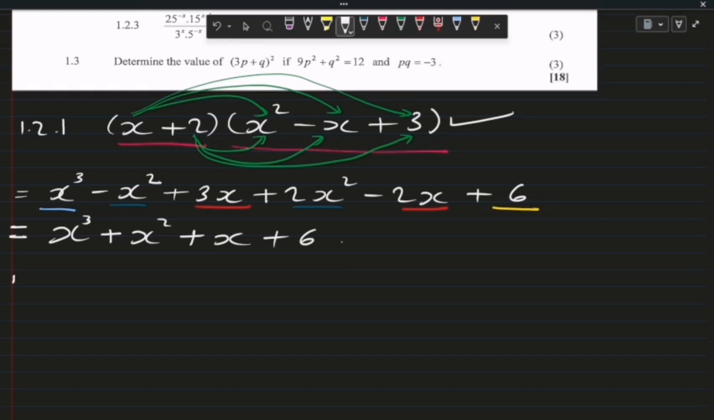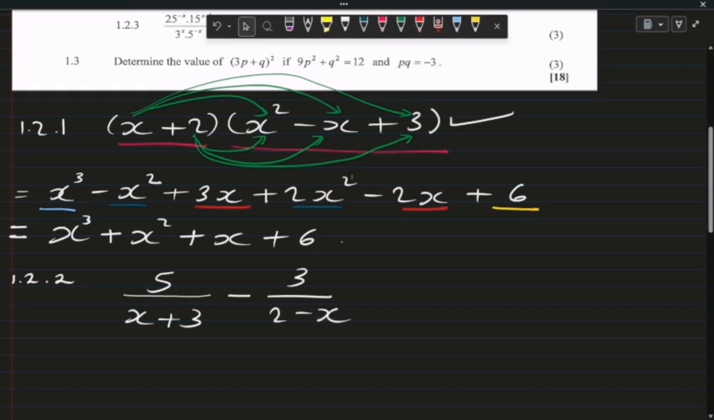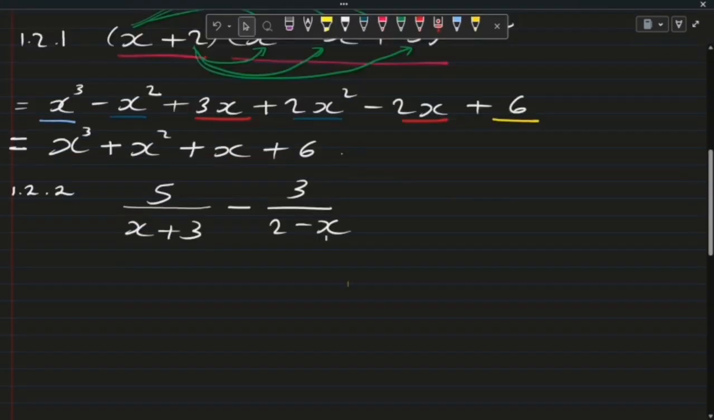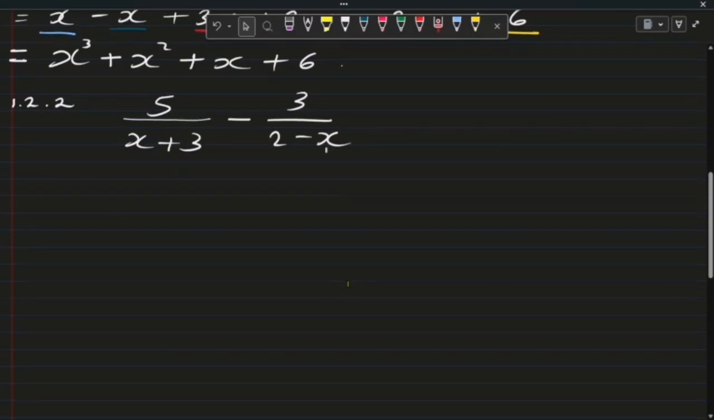We can continue. Now we are doing 1.2.2. So 1.2.2 is a bit different. They want us to simplify this situation: 5 over x plus 3 minus 3 over 2 minus x. So we have a situation like this in 1.2.2.